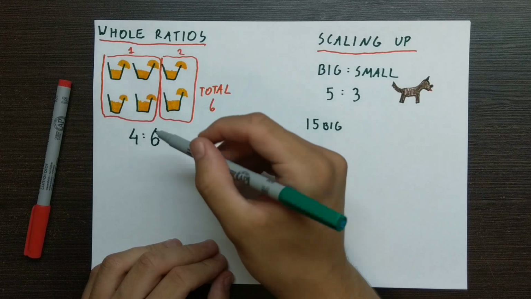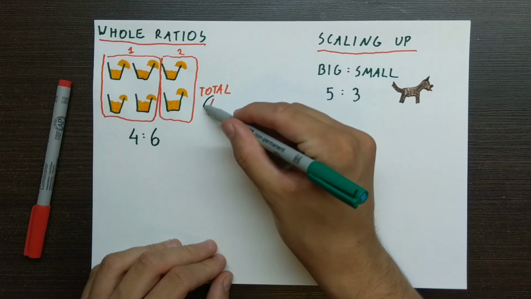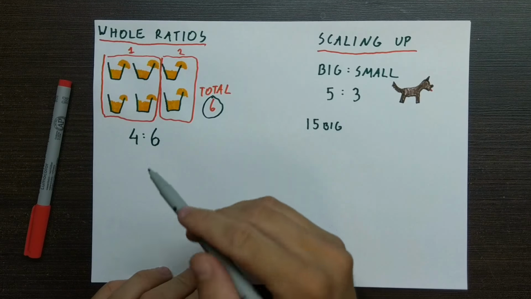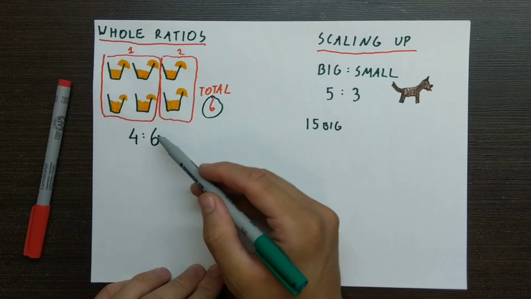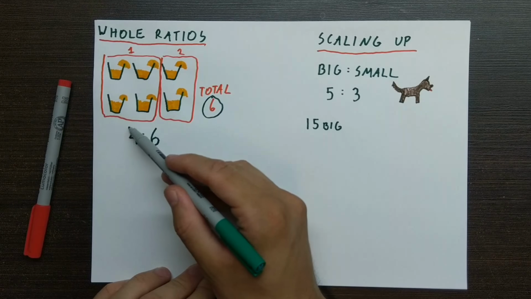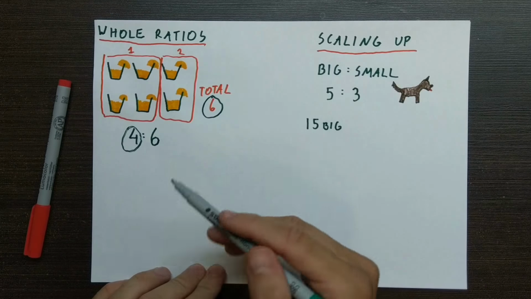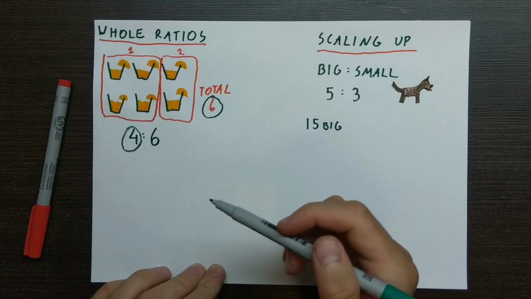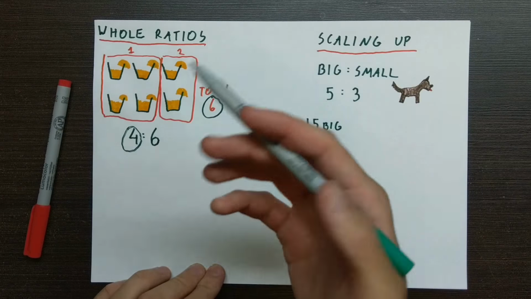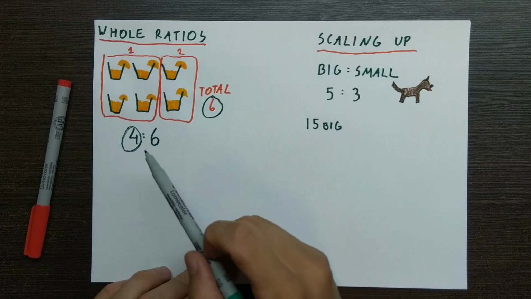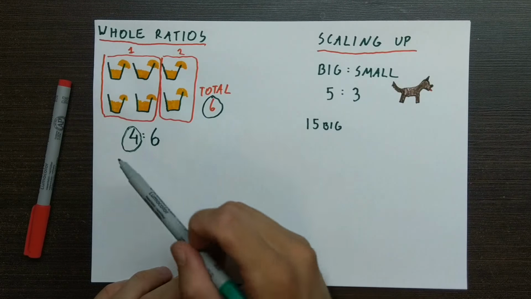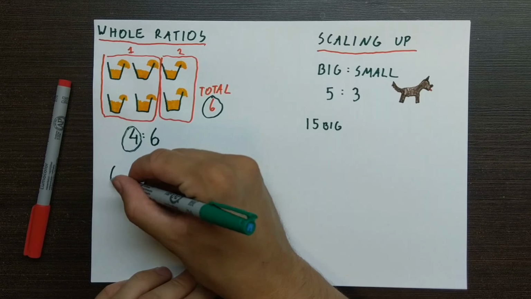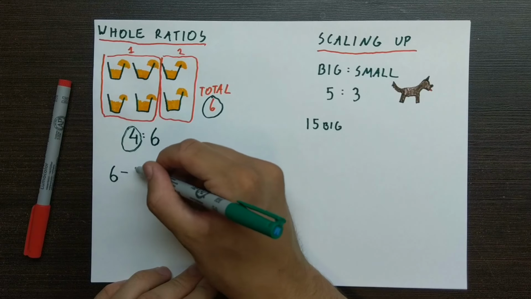Well, we know that 6 is a total. So what we have to do is find out the other part. We know that one part of it is 4. But here we have a total. We don't know what the other part is in theory. Obviously, you can probably see it, but in theory, we know the total and we know one part. So to find the other part, we just do 6 minus 4.